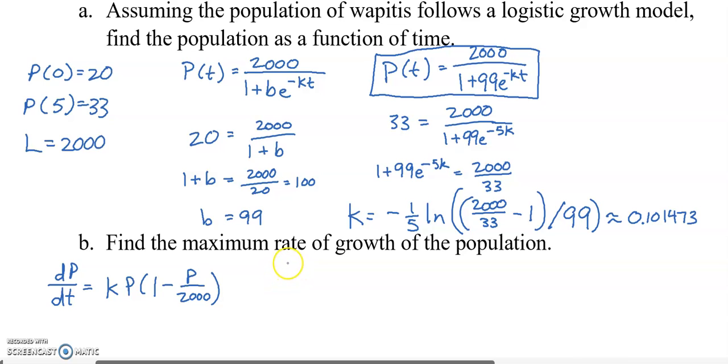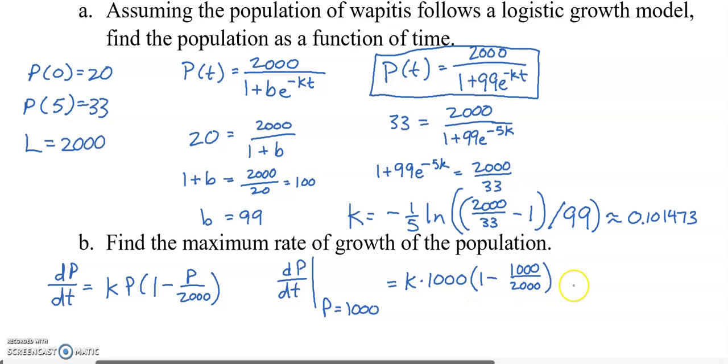So the maximum is going to be when we have a population of, I heard someone say it, 1,000. Good. So we're going to evaluate dP/dt when P equals 1,000. So that's going to be k times 1,000 times 1 minus 1,000 over 2,000, which is 1/2. So 1 minus 1/2 is 1/2. Multiplying 1,000 by 1/2, we get 500, and we're going to multiply that by k.